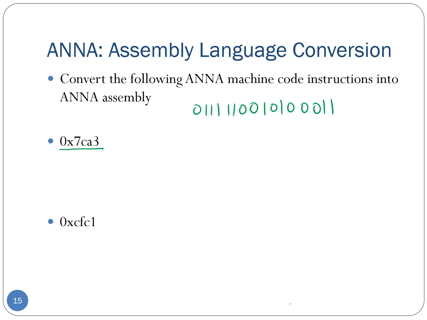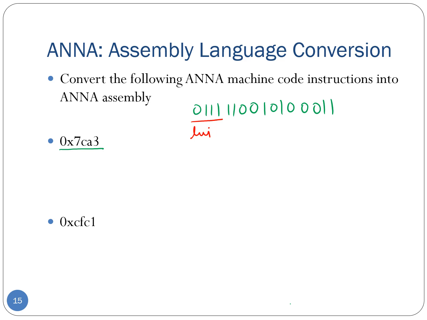Okay, now to solve these problems, the first thing you should do is figure out what instruction you're dealing with. And remember, always in ANA, the first 4 bits of the machine code represent the opcode. Okay, so look up this opcode 0111 in the ANA card, and you'll find that this is actually the opcode of LUI. Okay, now recall the format of LUI instruction.